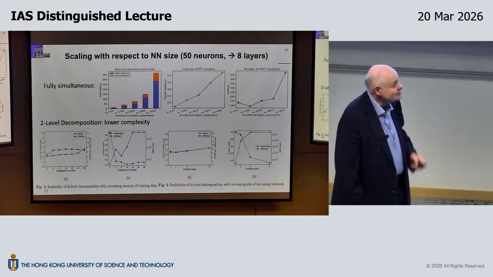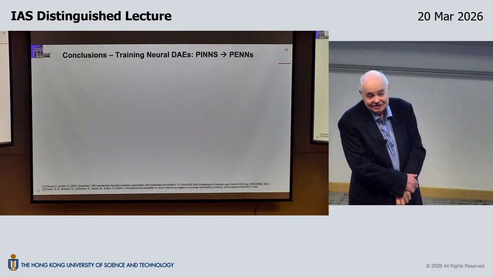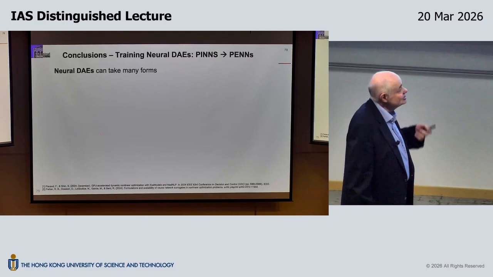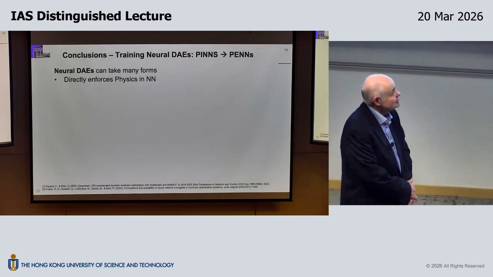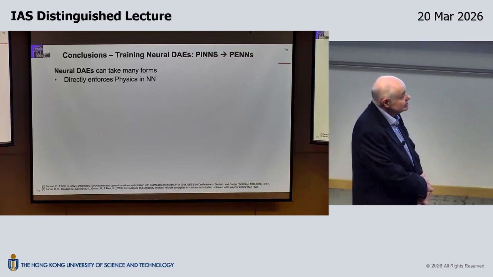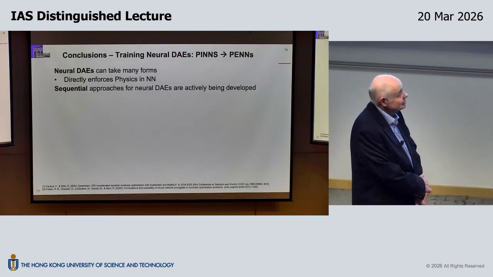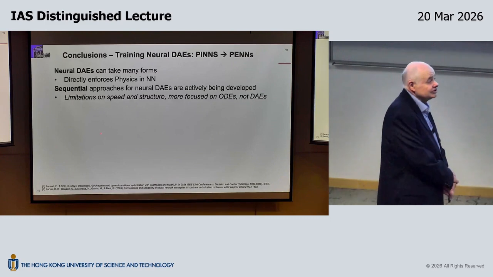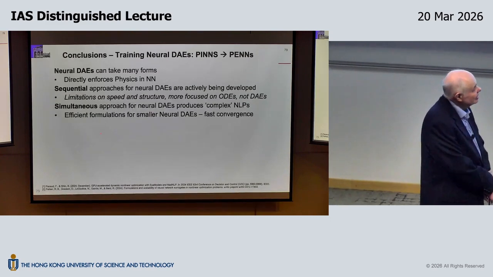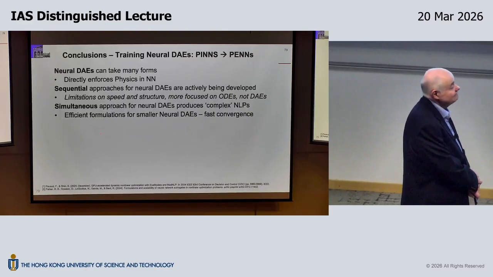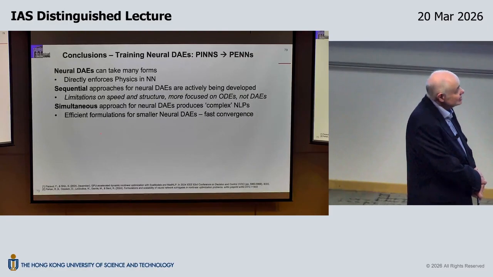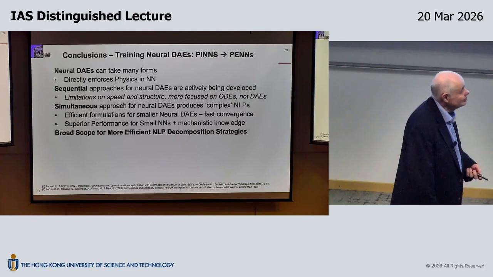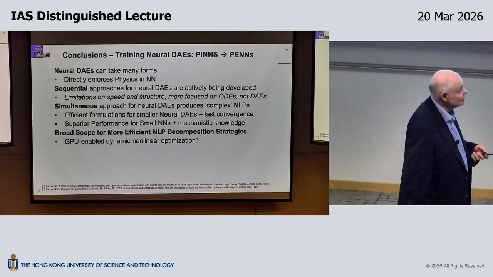Okay, so thanks a lot for your attention. A couple things to say in conclusion. First of all, training these neural nets, going from pins to pens, is something that you can do for neural DAEs, and you can directly enforce physics in the neural net. The sequential approaches are still being actively developed, but they have limitations on speed and structure and really can't handle DAEs all that well. The simultaneous approach can. For that reason, we can get faster convergence, and we have flexibility to handle broader scope for decomposition. That's some of the work we're doing now.